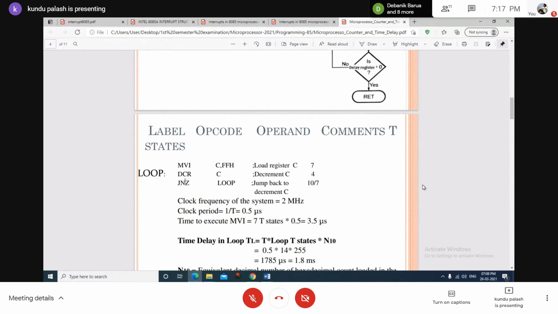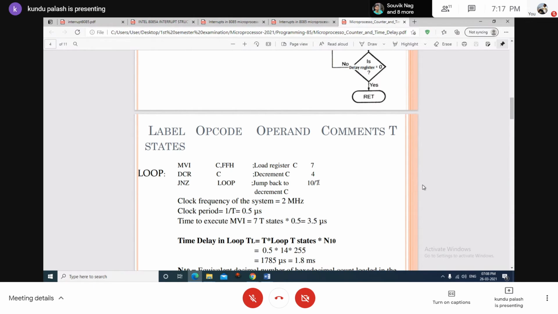Then JNZ: until the C register is decremented to 0, it will branch back here, decrement C, and go on. Now, for every microprocessor assembly instruction, according to the datasheet, the T states are written according to the machine cycle. 7 T states for this instruction, 4 T states for this instruction. For JNZ, we will find two alternate T states: one is 10, one is 7.